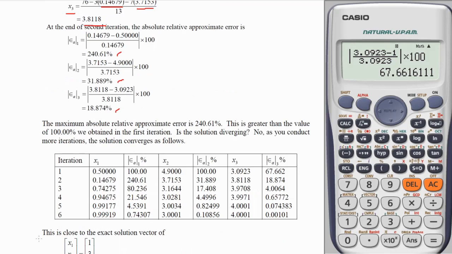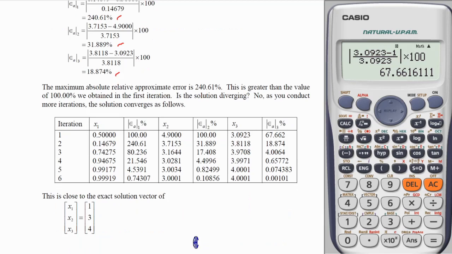Okay. So, the maximum absolute relative approximate error is 240.61%. This is greater than the value of 100% we obtained in the first iteration. So, is the solution diverging? So, no. As you conduct more iteration, kapag mag-iterate pa tayo ng hanggang sa 6 iteration, makuha natin yung sagot talaga. Or approximately, yun na talaga yung sagot.